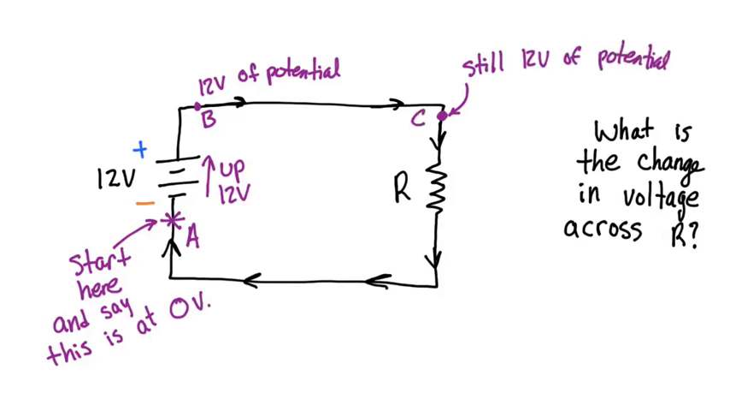The potential at this position still has 12 volts of potential because the charge in the current has not lost any energy. However, as current travels through a resistor, the energy contained in it will be transferred to heat and lost to the surroundings. How much energy will be lost per coulomb of charge that passes through the resistor? Well, that is the same as asking, what is the change in the voltage across the resistor? Which is our original question.